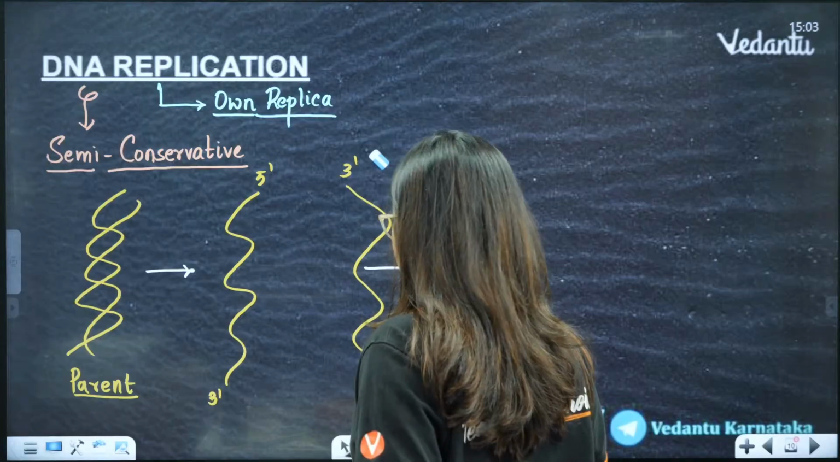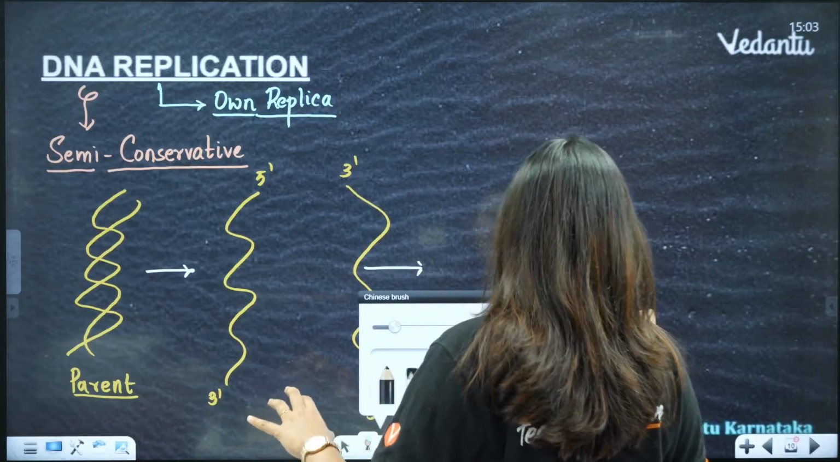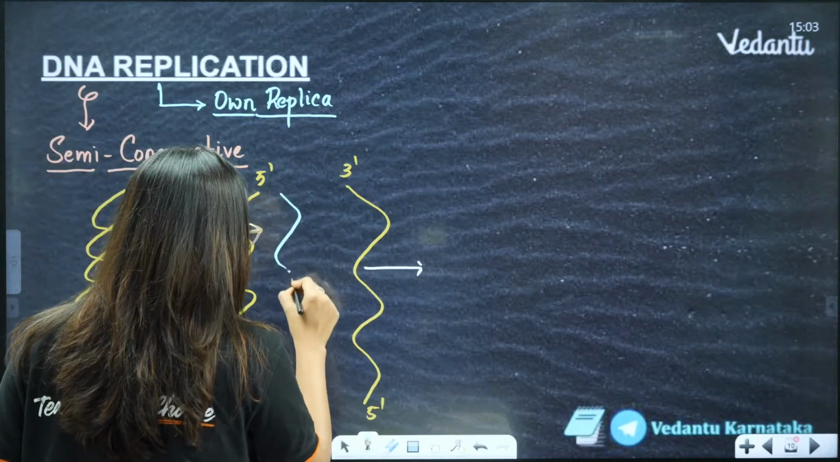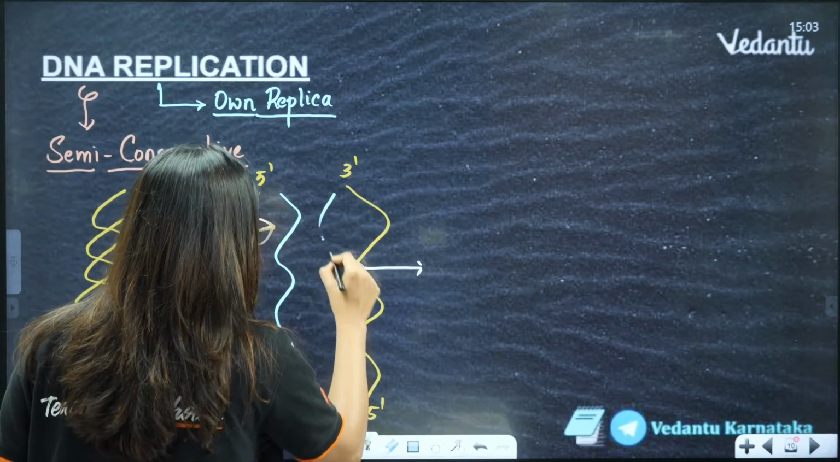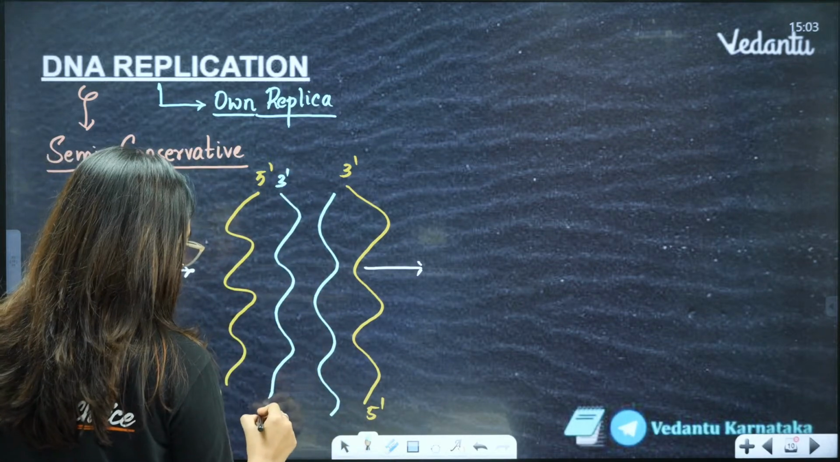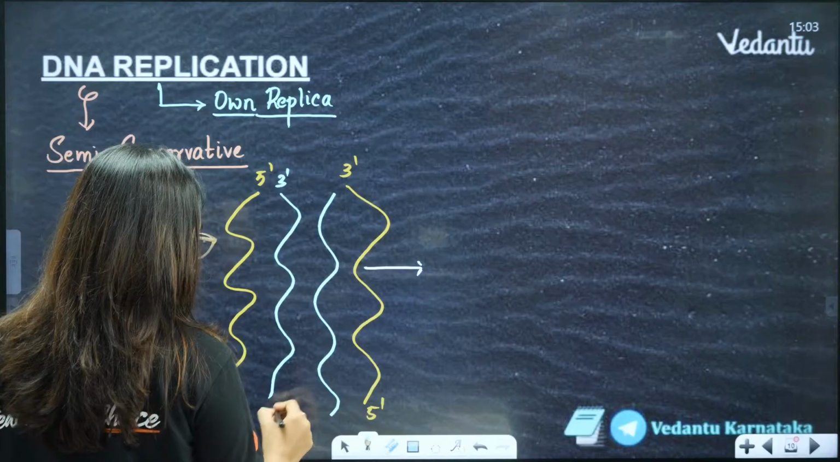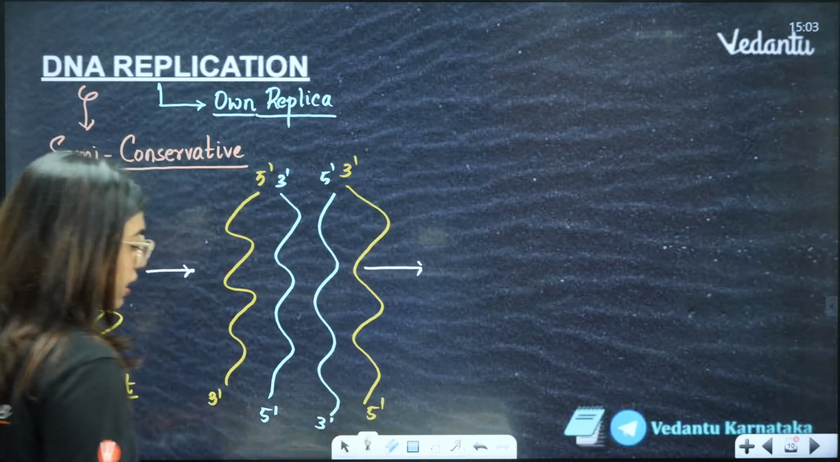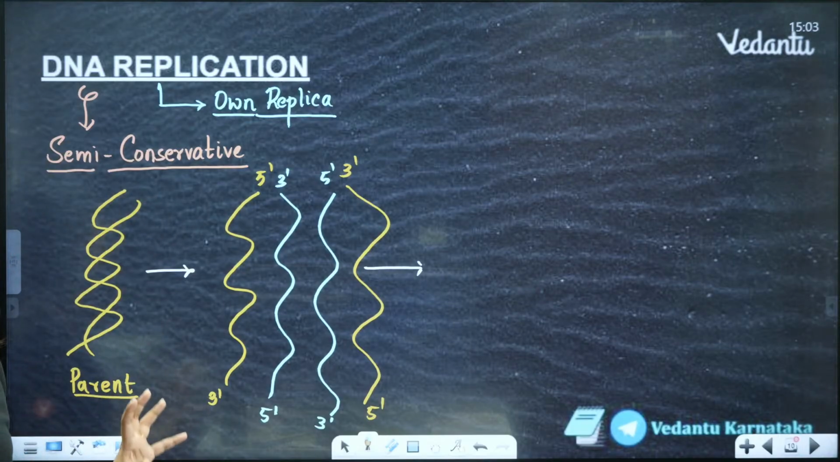Parents are obviously going to act like templates and give me the new daughter strands. Again, I'm going to get the new daughter strands. All the process continues the same. In the daughter strand, where it's 5', 3' will come, and where it's 3', 5' will come. Same thing here, 5', 3'. Okay, done. Now what happens, normally what will you do?